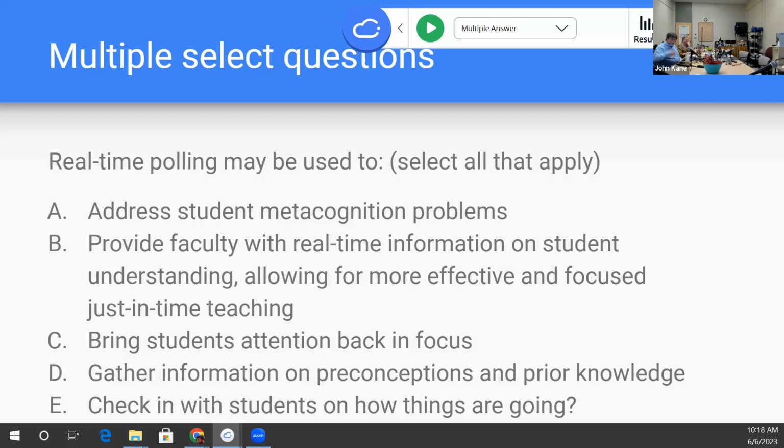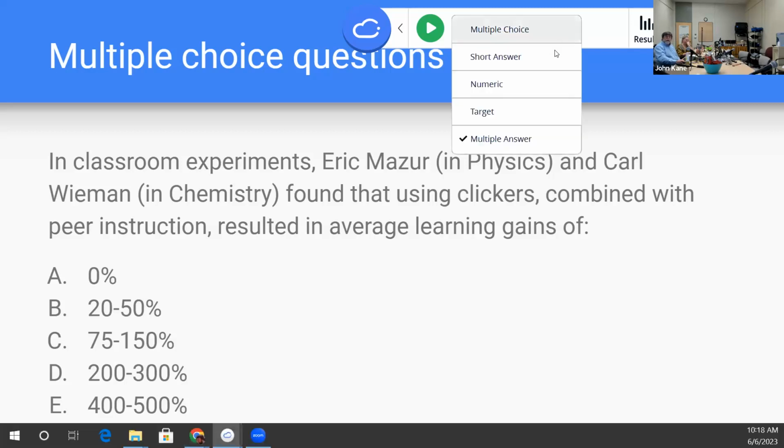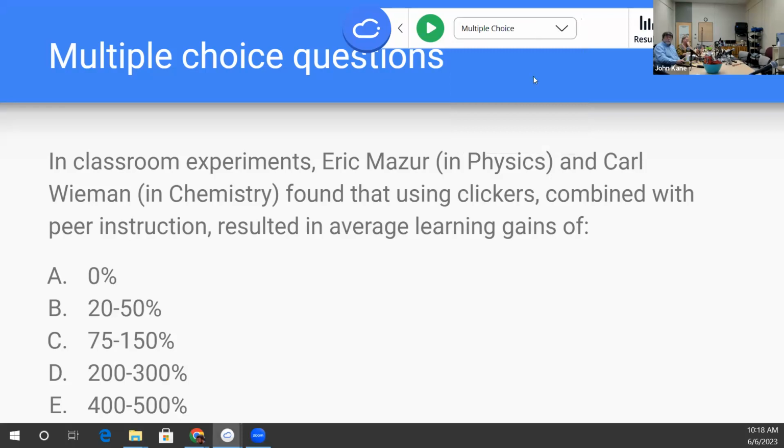You can also use it to get information about what students' preconceptions and prior knowledge is. And as we said before, just checking in with students on how things are going. That can be really helpful just to get a feel for the general mood of the class. And here we're going to switch over to go through each of the types of questions that you might use. This is just a more traditional multiple choice. So I'm going to go up here to multiple choice.